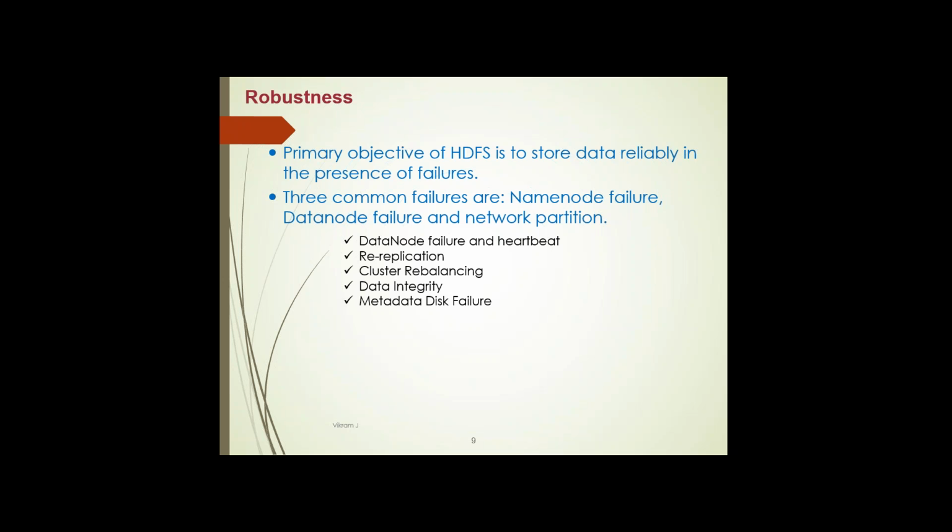So the final one is metadata disk failure. It will happen whenever the name node fails. If the name node fails, we cannot access the metadata from the name node, because the name node itself has failed. If we are not able to access the metadata, it means the entire cluster is down. The entire HDFS has become inaccessible.